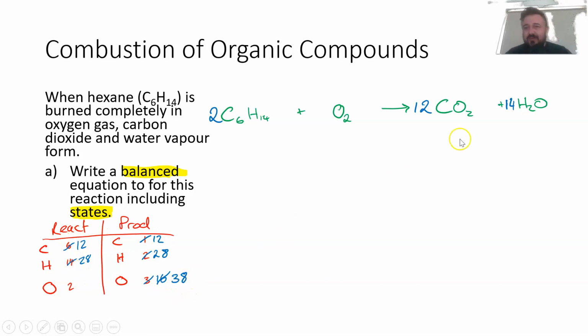That's a lot of oxygen. So we've got 24 oxygens here plus 14 oxygens there. That gives us 38. So we need to now do something with our oxygens because that's the only one that's not matched up. But you can see we left oxygen till last because it's all over here on its lonesome, and we can solve that out. So we put a 19 at the front, boom, 38. And we've now got a balanced equation. We don't have our states on there though.